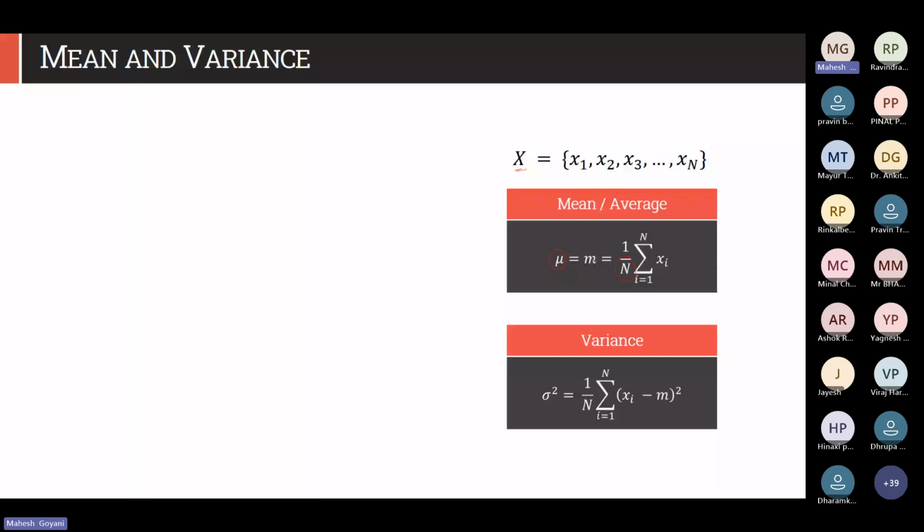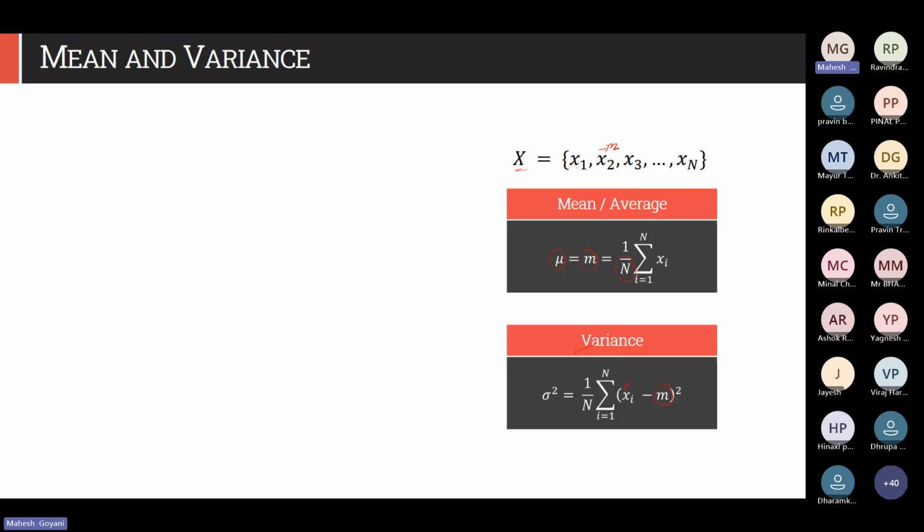The second important characteristic about data is the variance of the data. Variance we can compute by subtracting the mean from each element of the vector. So (x1 minus mean of this vector) whole square plus (x2 minus mean of the vector) whole square. So we have to take the squared difference, add it for all the data points, and divide it by the total number of elements. That will give us the variance in the data.